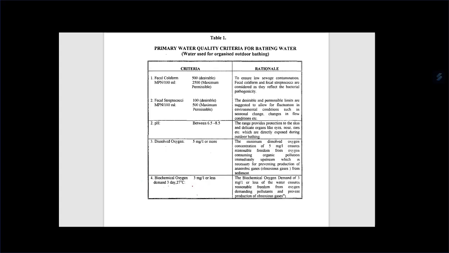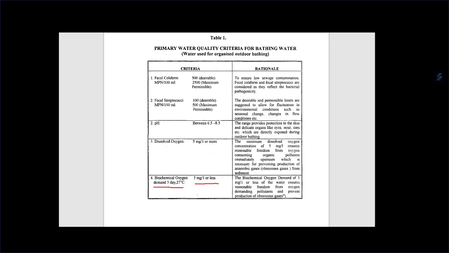We are talking about a very important parameter today. So we are going to discuss BOD, that is biological oxygen demand, in a bit detail today. This is the chart which I got from the website of CPCB, that is Central Pollution Control Board. It mentions primary water quality criteria for bathing water. You can see biological oxygen demand of 3-day 27 degrees Celsius should be 3 milligram per liter or less.